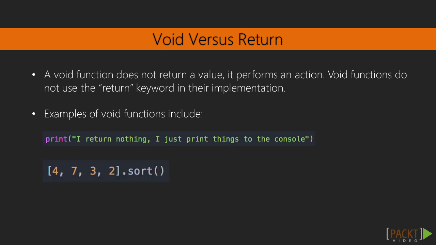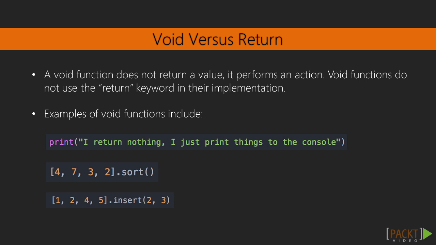Another example is the .sort method. It sorts a list in place. You would not assign a variable to the result of sorting. And the last example is, suppose we're inserting something into a list. This performs an action. We do not want to assign a value to whatever task it is doing internally.